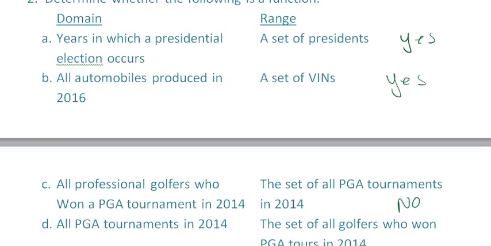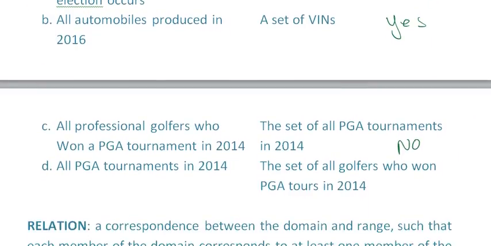All right, and then we move down to D. And again, back to golf, we have all the PGA tournaments in 2014. So if we listed all the tournaments, and then the set of all golfers who won PGA tournaments, each tournament would have one winner. And so you would point one arrow from each item in this list to an item in this list. Now, some of those might point to the same person, as I discussed, because it's kind of backwards from what we did in C.